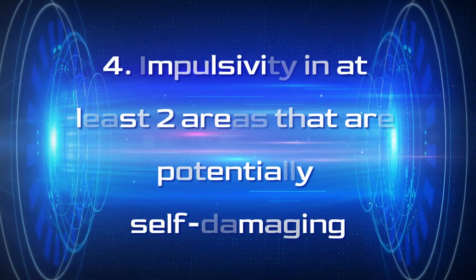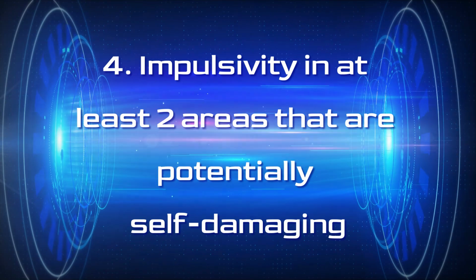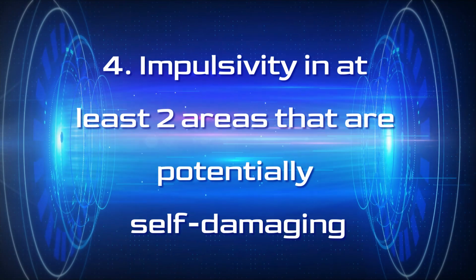There needs to be an impulsivity in at least 2 areas that are potentially self-damaging. So we look for things like whether that could be eating, whether that could be sexual behavior, whether that could be substance use or spending. There's this high degree of impulsivity, not in one area. It has to be mapped out a little bit broader than that.